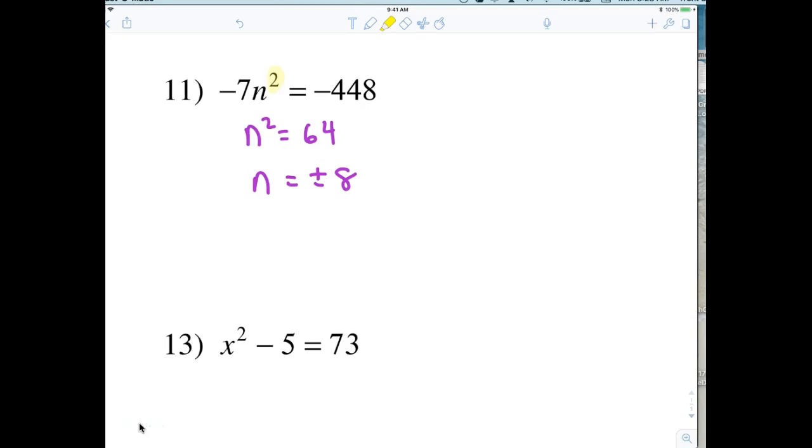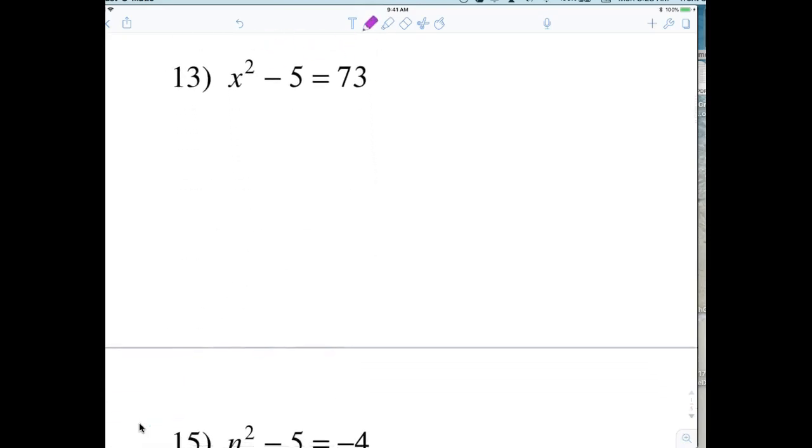All right. Next, I have to do what? Add 5. So x squared is equal to, plus or minus. Good. So x is equal to plus or minus the square root of 78. Now, does 78 break down? Well, 78 is 2 times 39, and 39 is 3 times 13. None of those are perfect squares. Is everybody with me on this? So square root of 78 is good.